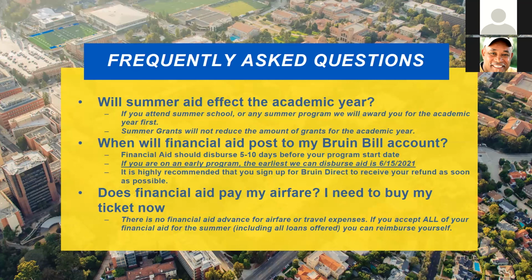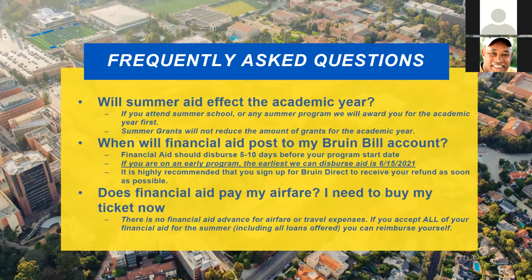If you get any of that money during the summer, that's that much less that will be available to you for the academic year, for the fall, winter, spring quarters. So let's say you take out $2,500 of your student loans and use that for the summer. That means you only have $5,000 of loan eligibility remaining for the academic year. So as far as the Pell Grant goes, getting aid in the summer does not affect your Pell Grant eligibility for the fall, winter, spring quarters.